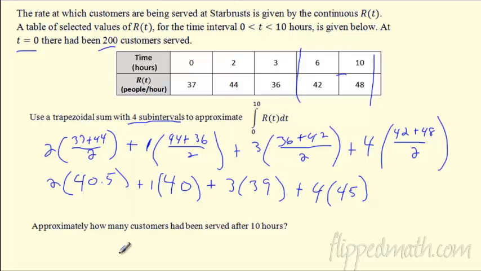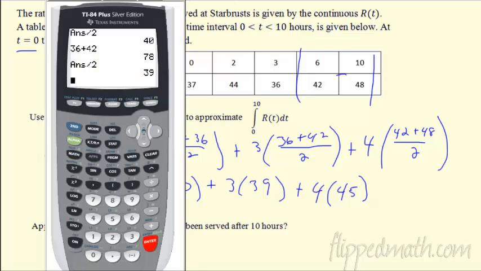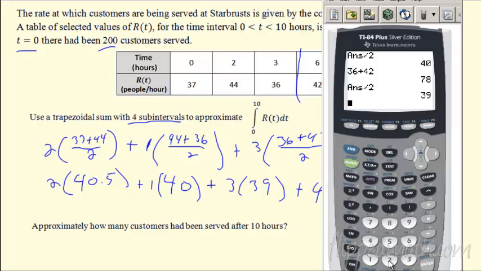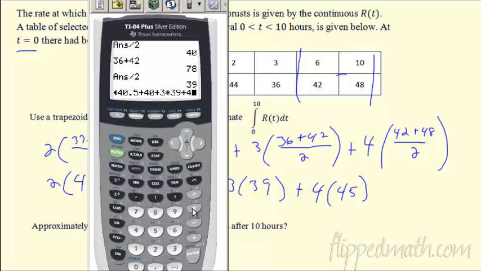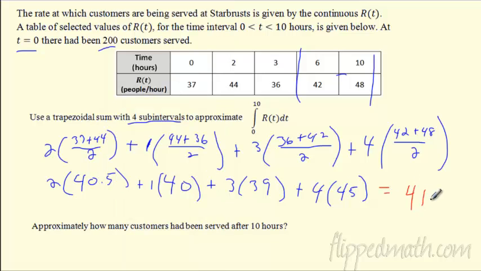Now I'm going to type all of that into the calculator. I'm going to say 2 times 40.5 plus 1 times 40 plus 3 times 39, and so on. The calculator can handle order of operations in this case because it's just adding and multiplying, so you don't really need to worry about parentheses here. Plug these in, and what do I get? 418. That is awesome.